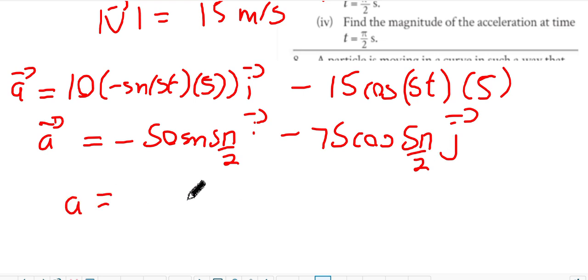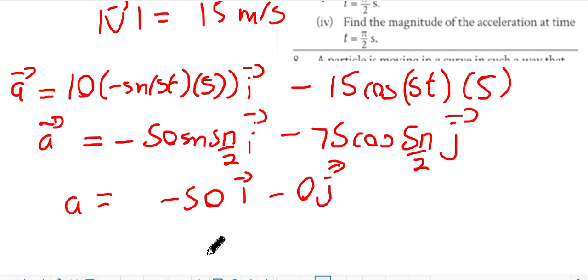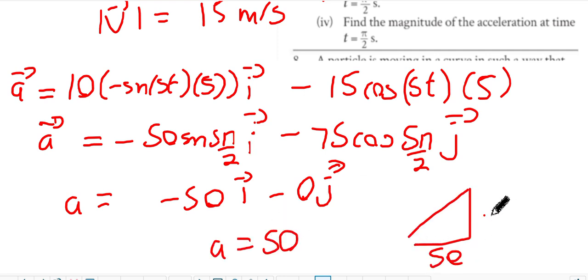The first one's minus 50, is it? i, minus 75j, is it? Yeah, oh yeah, it could be 0. And then the magnitude is just 50. You would do Pythagoras' theorem now, like you would be doing 50 and 0. If they weren't both, if one wasn't 0, you'd do Pythagoras' theorem.